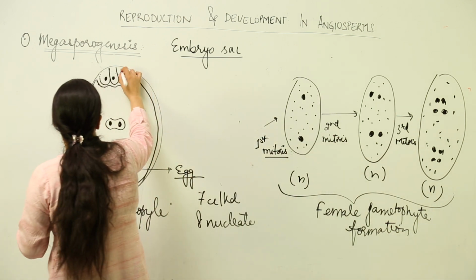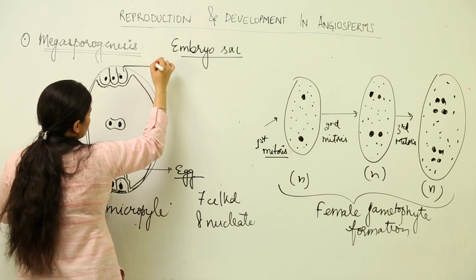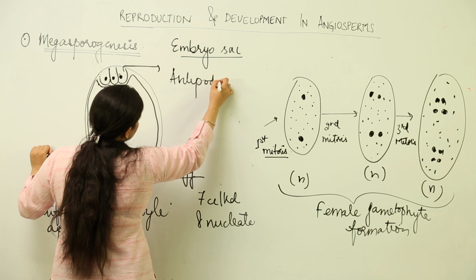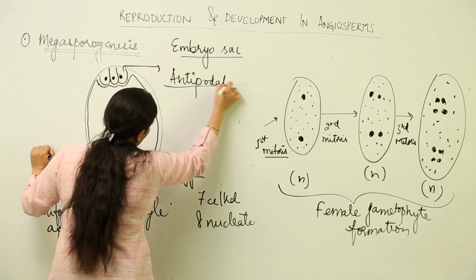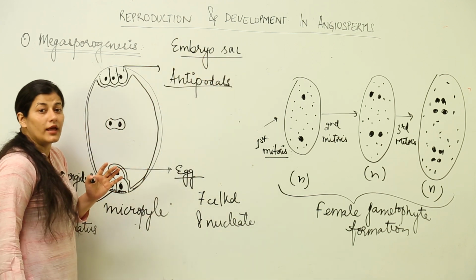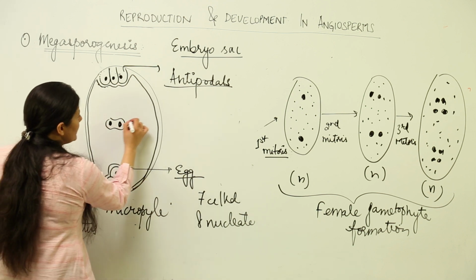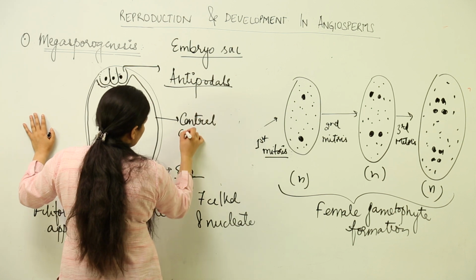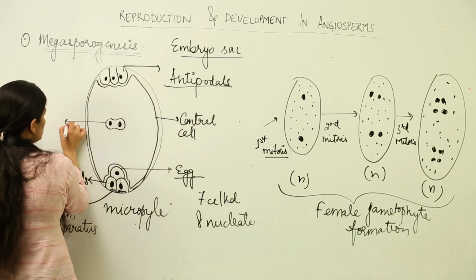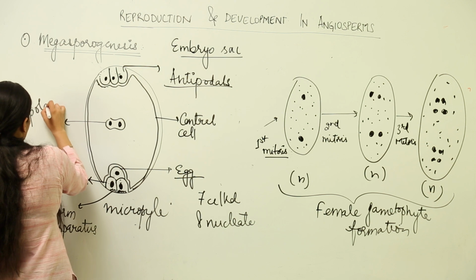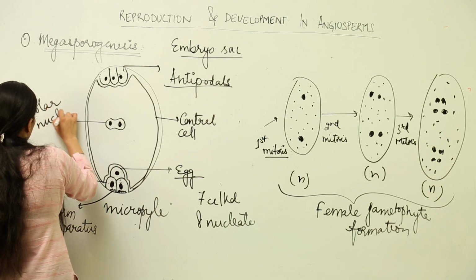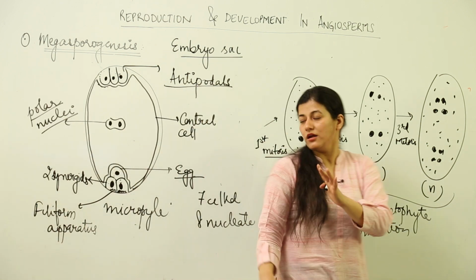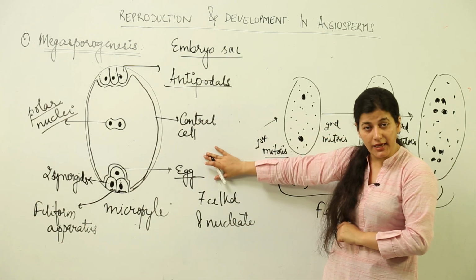Now, what lies towards the chalazial end? The three cells which lie towards the chalazial end, they are antipodal cells. These cells are responsible for, again, nourishment that is required when fertilization takes place. And then we have the central cell, that is the largest of them, and it houses two polar nuclei. So, with this, we get to know what female gametophyte is like and how it is formed.